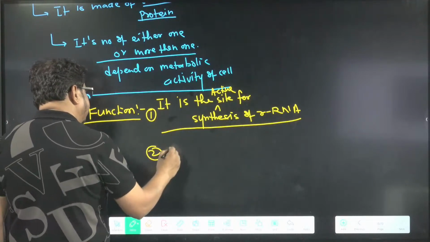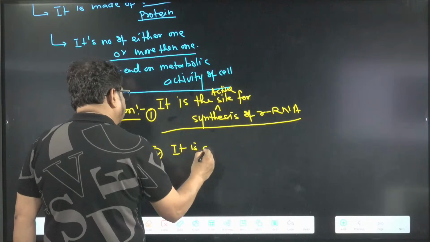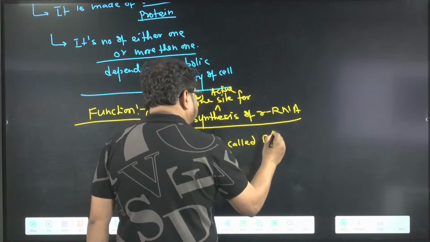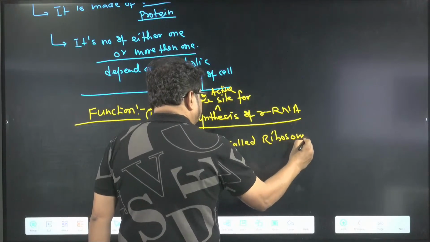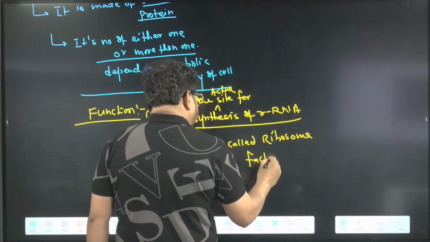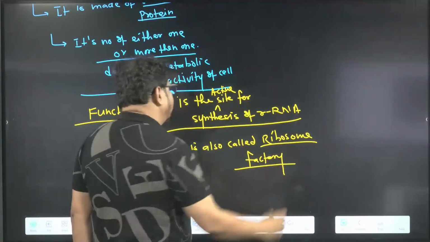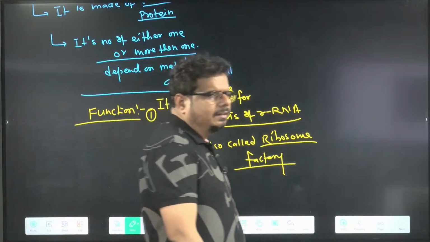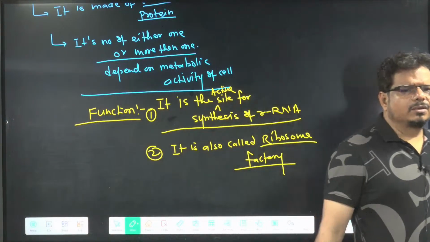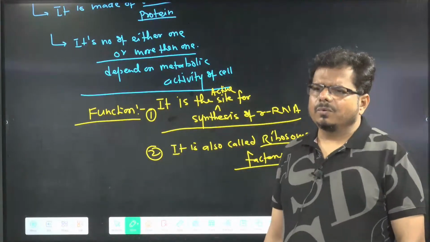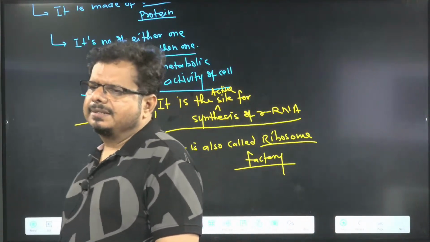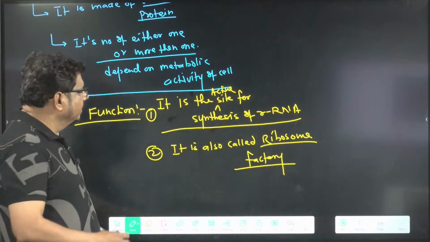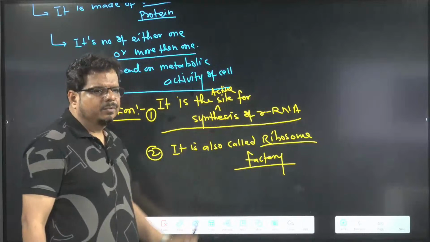Another function I am telling you, it is also called the ribosome factory. Ribosome factory. Assembly of ribosome occurs in which one? Nucleolus. So you got the function of the nucleolus. NCERT did not write about this second function. NCERT only wrote about the first function. And what function did they write? It is the active site for synthesis of ribosomal RNA.